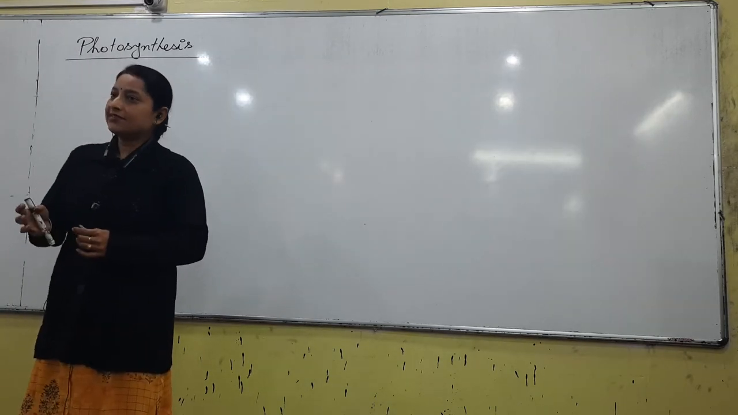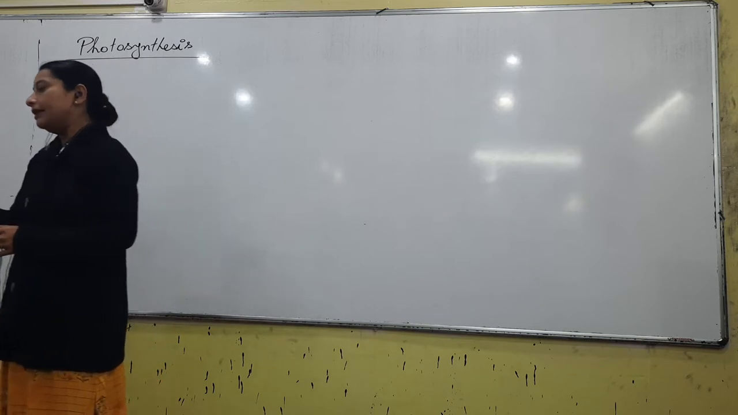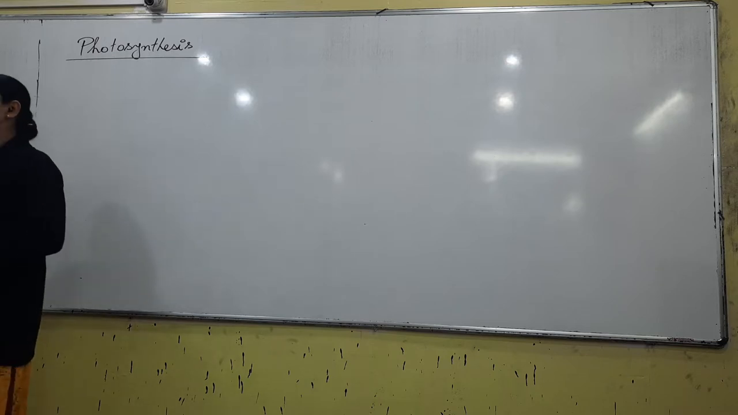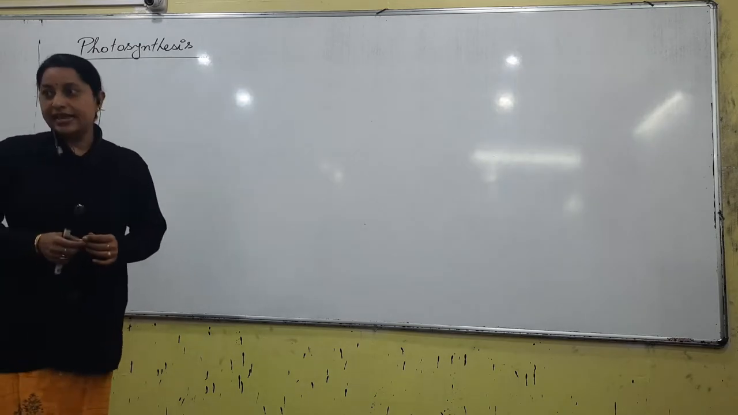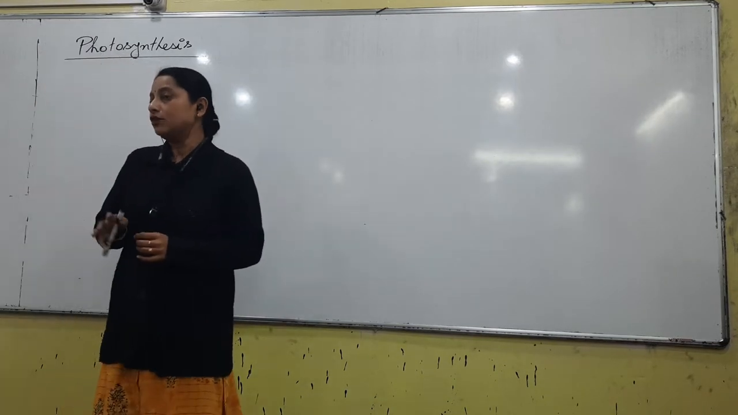What is the product of the C3 cycle? Obviously the food, right? And whenever we talk about the dark reaction, I think you all remember we talked about the first three steps of a dark reaction. The first one is carboxylation. Next we have reduction, and then we have regeneration. This is the part that we have already completed.